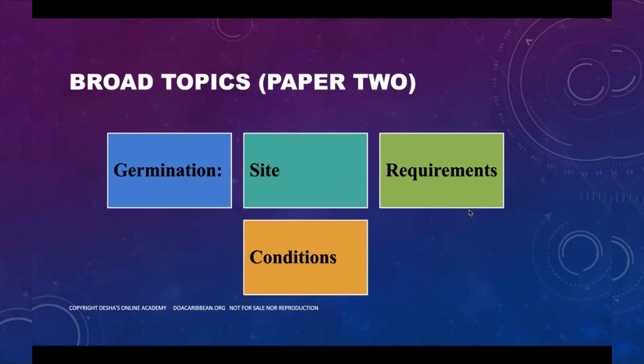To master the concept of germination, you want to familiarize yourself with the types of germination. There are two types. There's epigeal and there's hypogeal. Epigeal means the cotyledons or the seed leaves come above the soil surface, right? So you want to know an example of a plant that undergoes epigeal germination. Hypogeal germination is where the cotyledons remain below the soil surface.